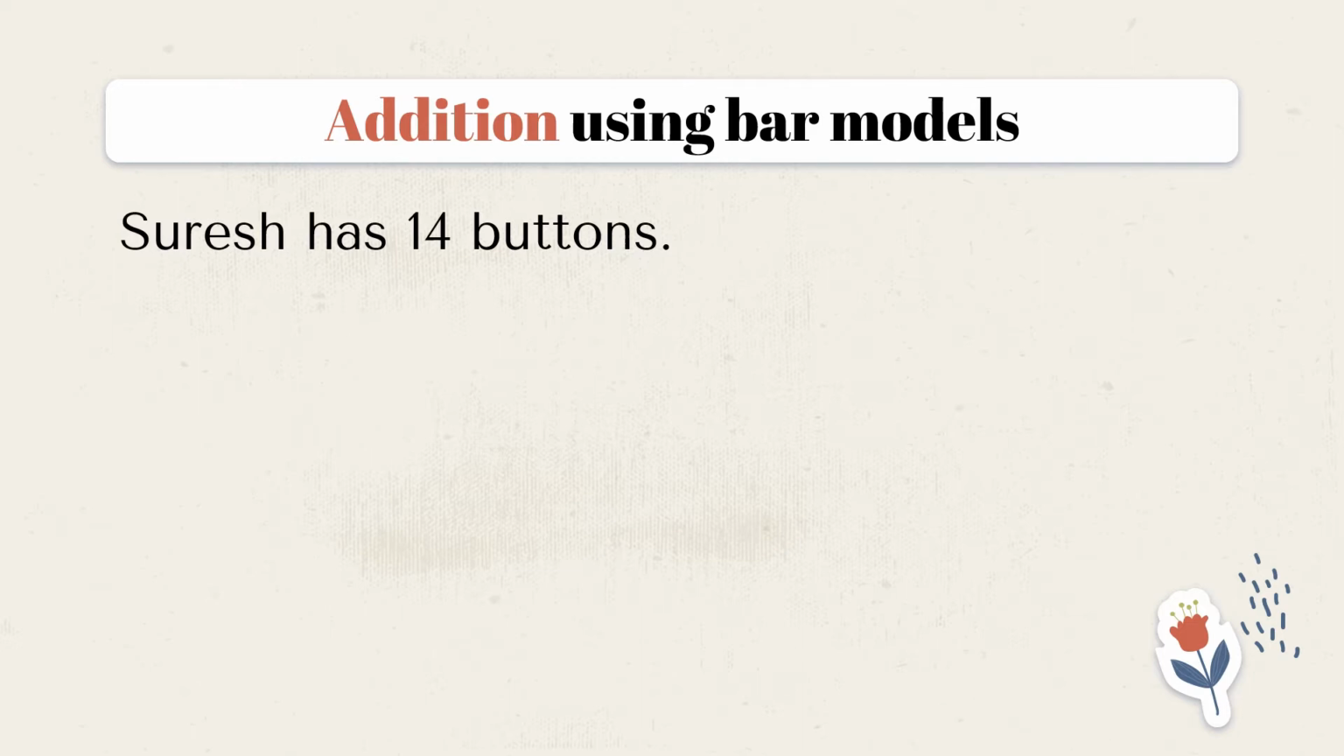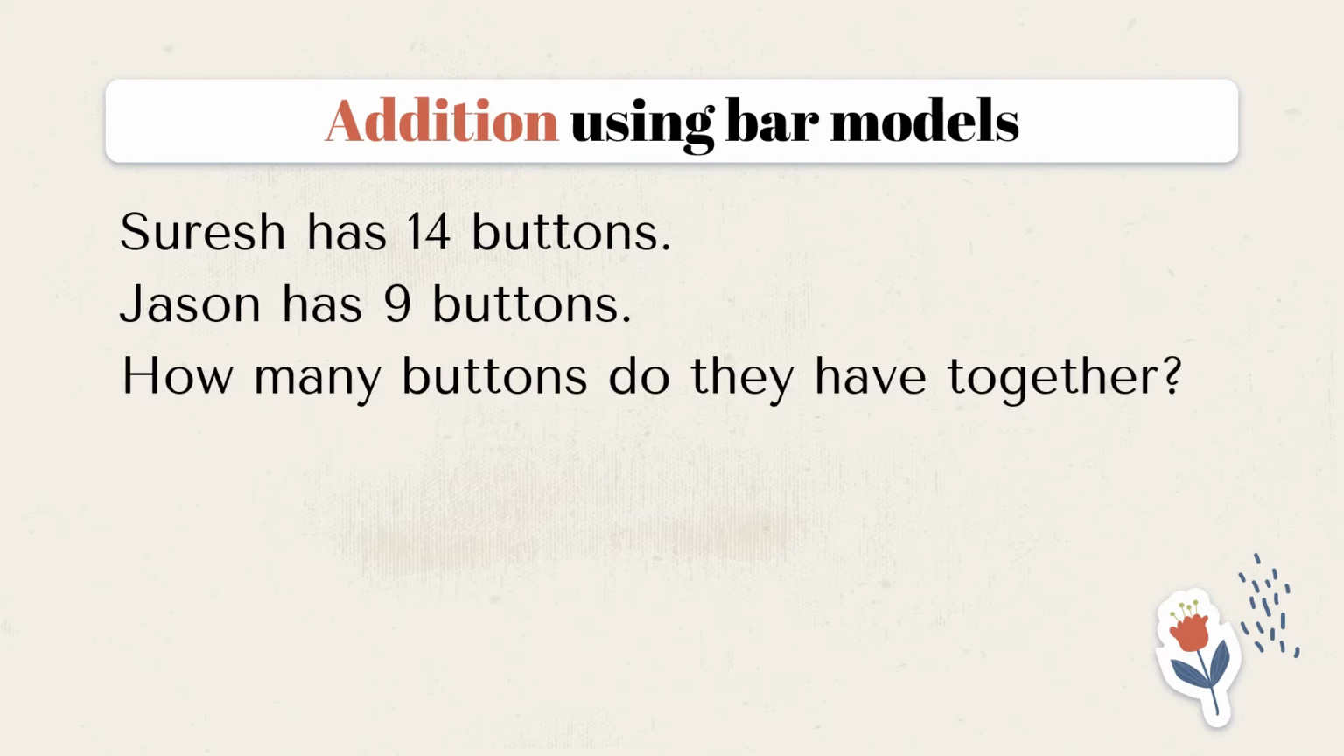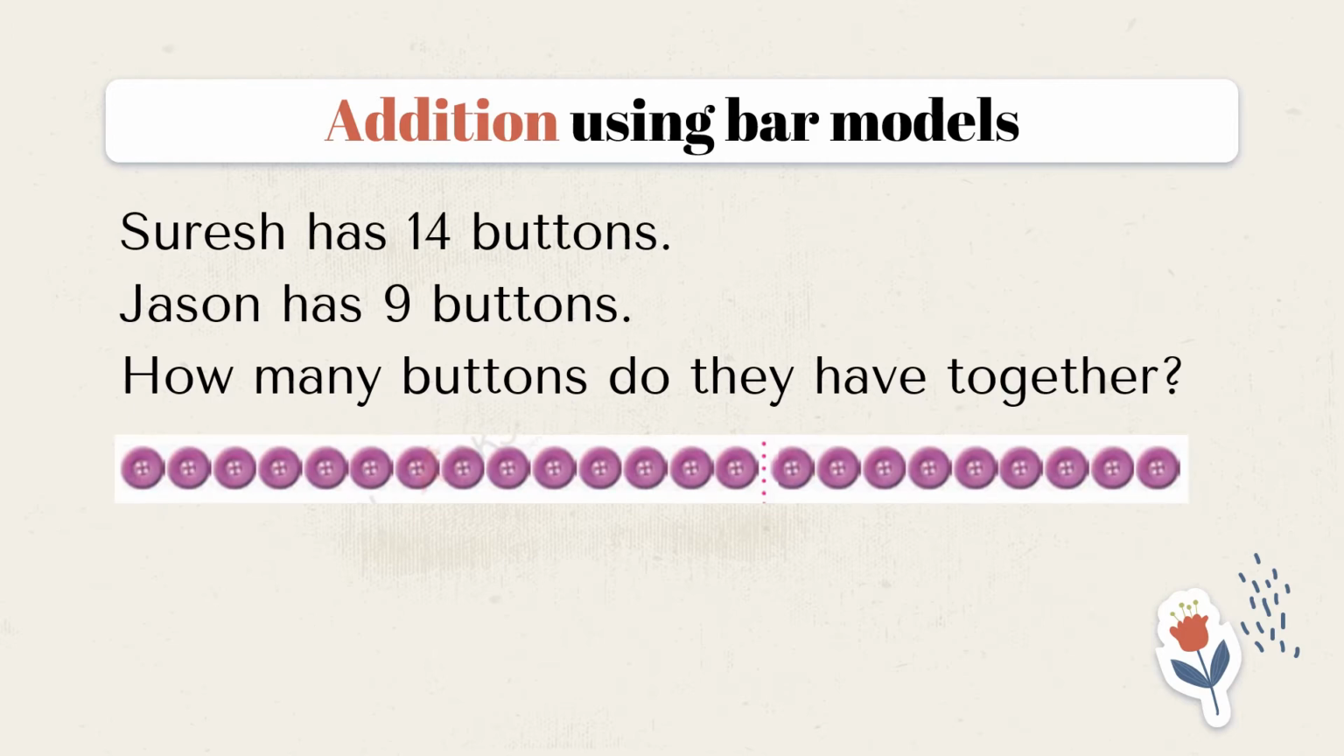Suresh has 14 buttons. Jason has 9 buttons. How many buttons do they have together? So we can solve it by using the representation of the buttons. So I have here buttons. The first 14 buttons is for Suresh, and the 9 buttons is Jason.